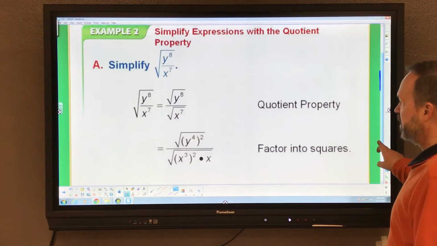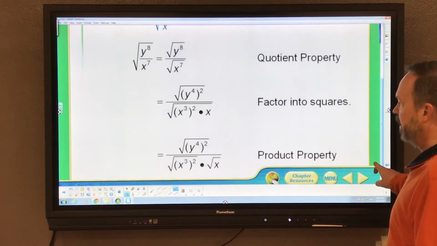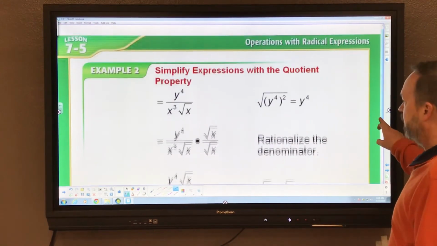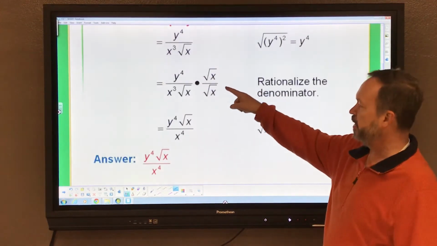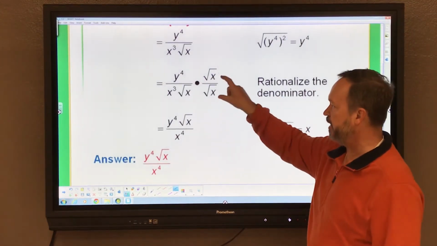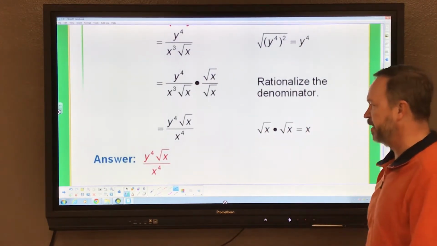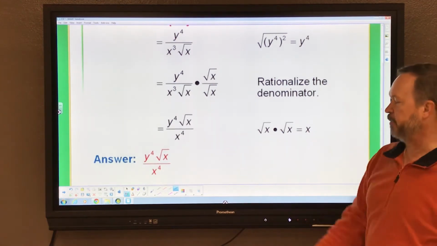And so you can see that's what happens here. There's my fancy 1. They went ahead and cleaned it up and then did the fancy 1. I just did it up front, and they got the same answer that we did.